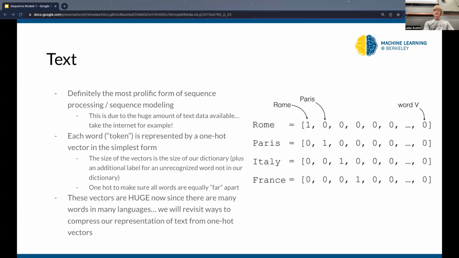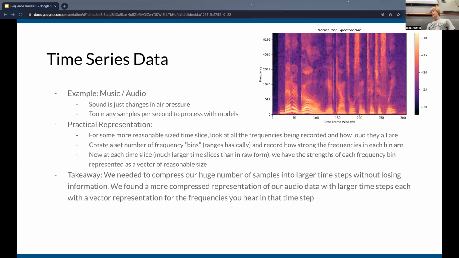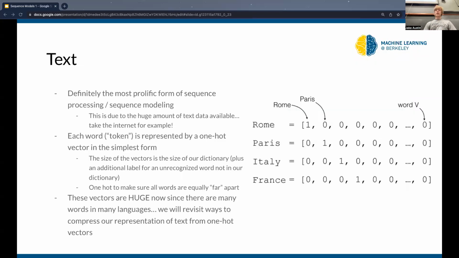So yeah, again, just like with audio data, rather than just looking at every single one of our maybe 2,000 per second samples and looking at the pressure at that little slice in time, we're going to try and figure out a little bit later how we can better represent each of these words, so that instead of a 100,000 dimensional vector, we have something a little bit smaller and maybe more meaningful. Yeah, good question. Are there any other questions?